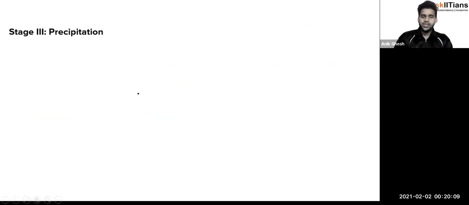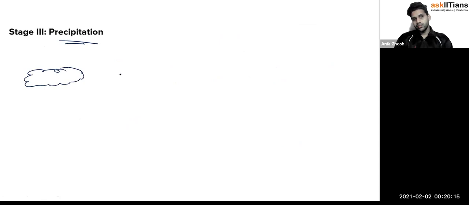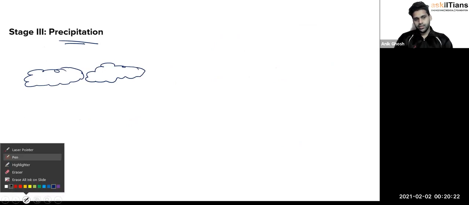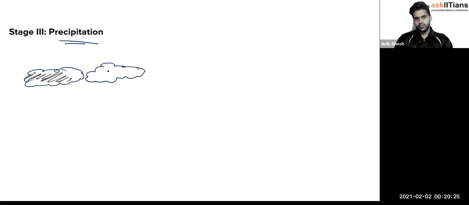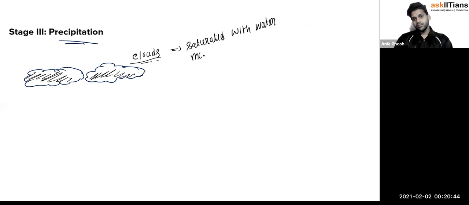Now after that, precipitation happens. So when the clouds hit each other, when they are saturated. Okay, let's try to understand these two clouds. Both of these are clouds. What happens is when they get saturated, it means they cannot take any other water molecules. When they are saturated with water molecules, they just hit each other.